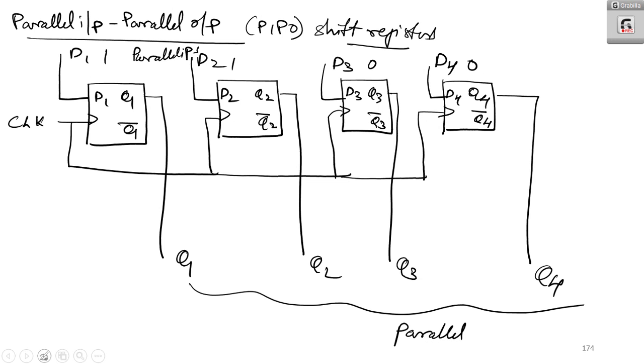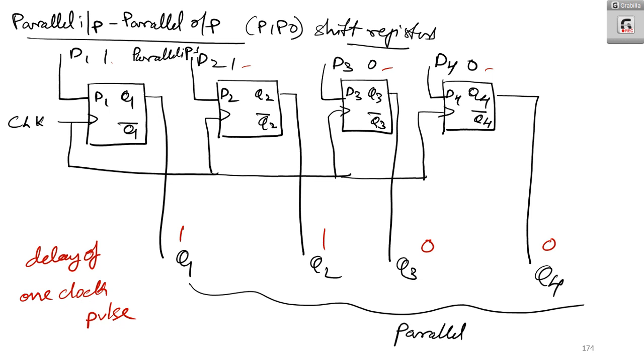For example, if I am giving the data like that, in the first clock itself, you will get this one coming out here, this one coming out here, this 0 coming out as 0 here, and this 0 coming out as 0 here. So in a parallel input, parallel output shift register, the only thing is you are providing a delay of 1 clock. In the first clock itself, you are getting the output. So that is the basic operation of parallel input, parallel output shift registers.